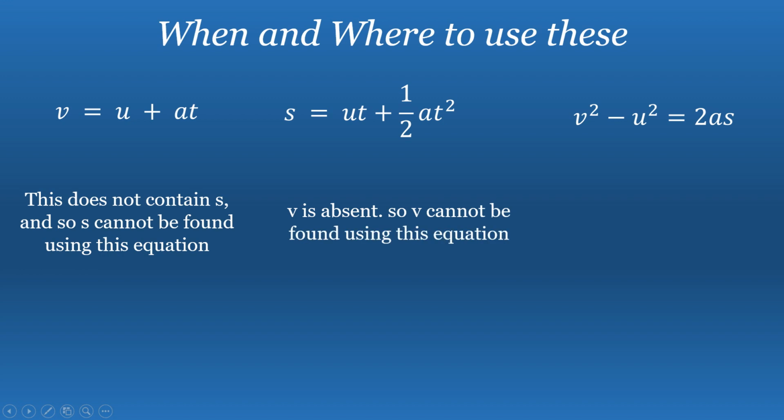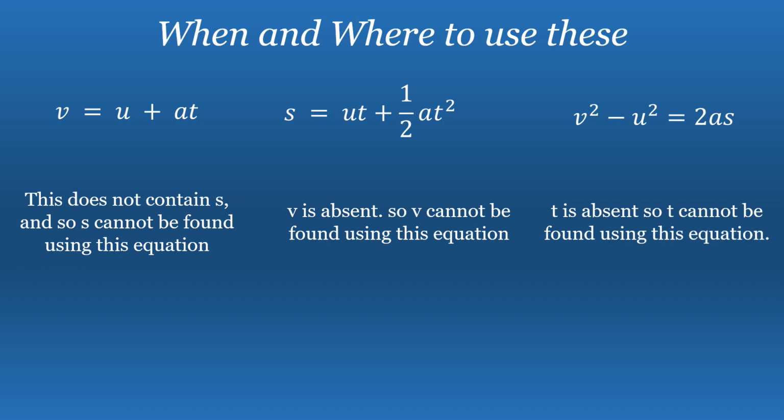Obviously, if they ask you to find out the distance, provided they have given other variables, you can't use this equation, right? You have to use either this equation or this equation depending upon the given information. And in this equation there is no v. If they ask you to find out the final velocity, you can't use this equation. You have to use this or this equation. And in this equation there is no t. If they ask you to find out t, you can't use this third equation. You can use this one or this one.